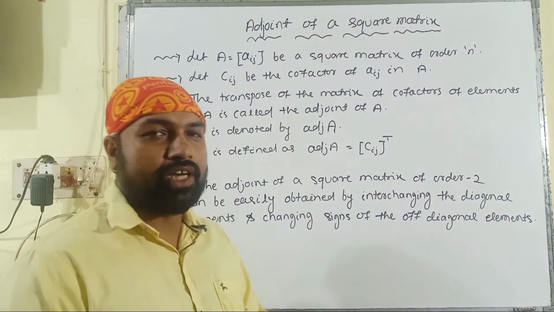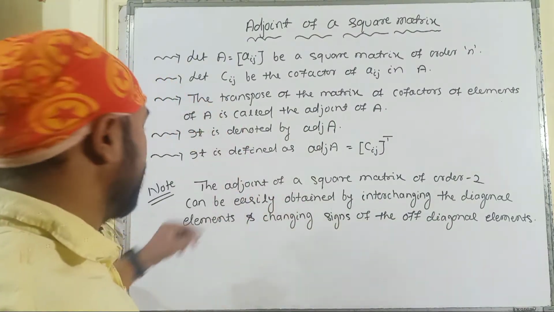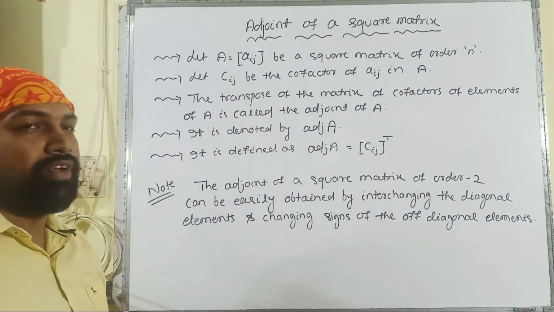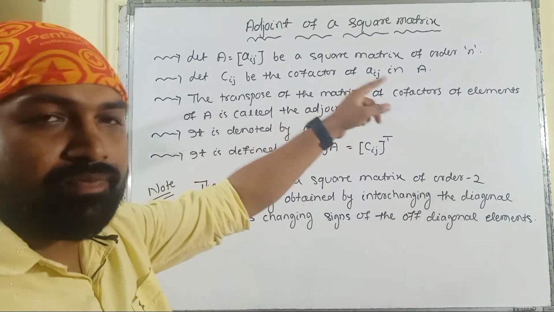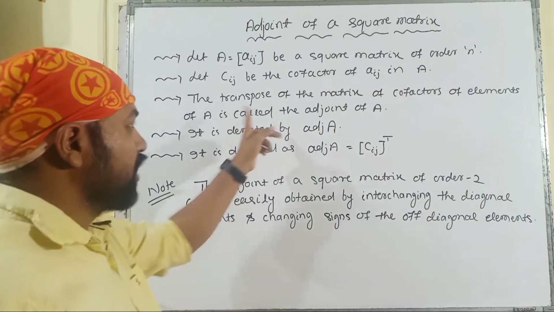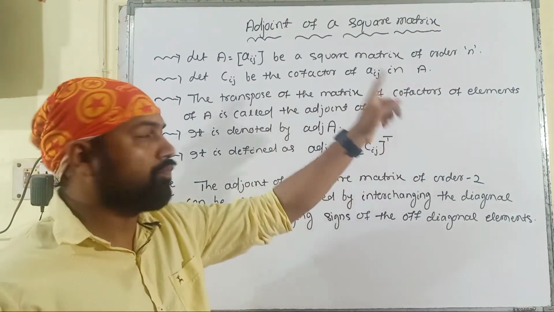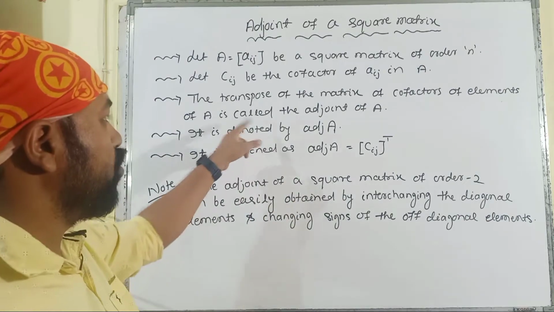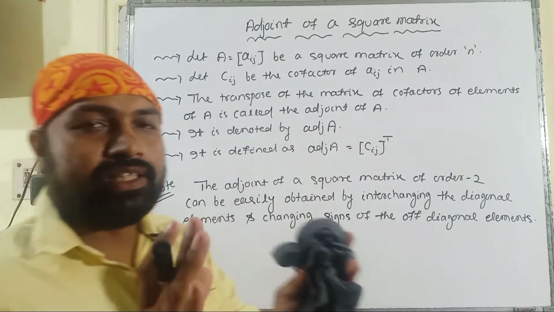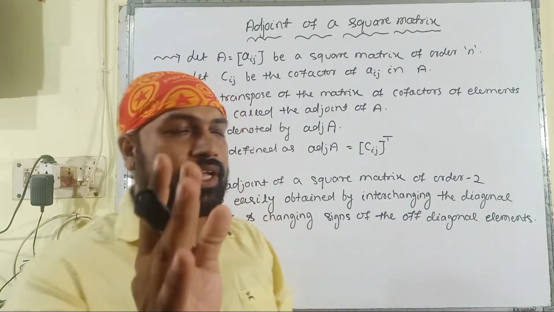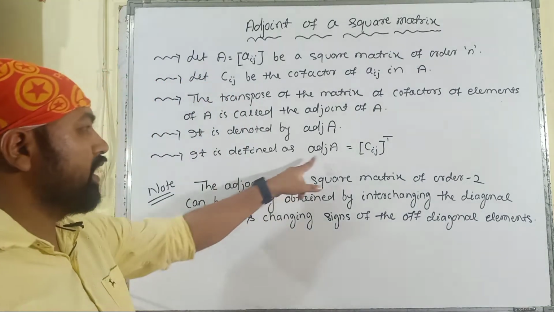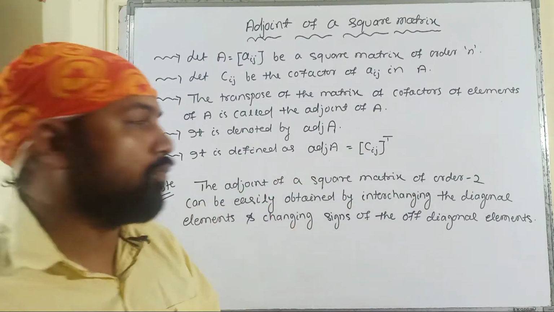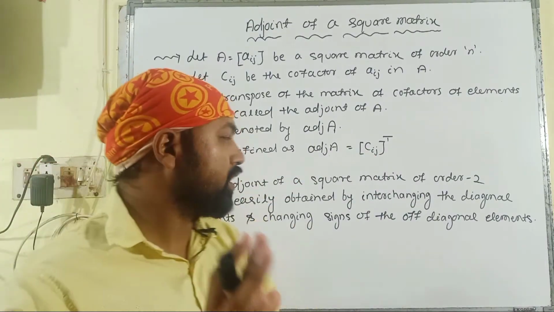So first of all let us start from the square matrix. Let A be any square matrix of the order n. Then Cij be the cofactors of each of the elements Aij present in the matrix A. Then the transpose of the matrix of the cofactors of the elements of the square matrix A is called the adjoint of A. It is denoted by Adj A, and it is defined as the transpose of all the cofactors of all the elements present in that given matrix.